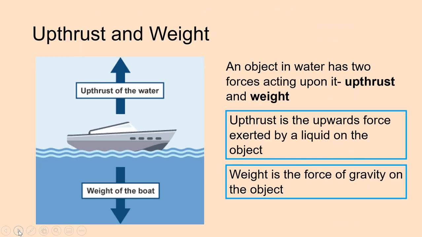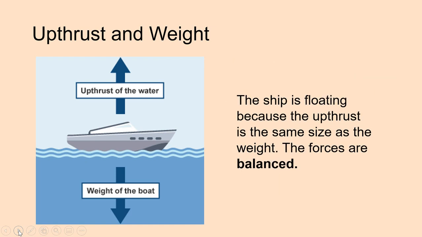Upthrust and weight. An object in water has two forces acting upon it, upthrust and weight. Upthrust is the upwards force exerted by a liquid on the object. Weight is the force of gravity on the object. The ship is floating because the upthrust is the same size as the weight. The forces are balanced.